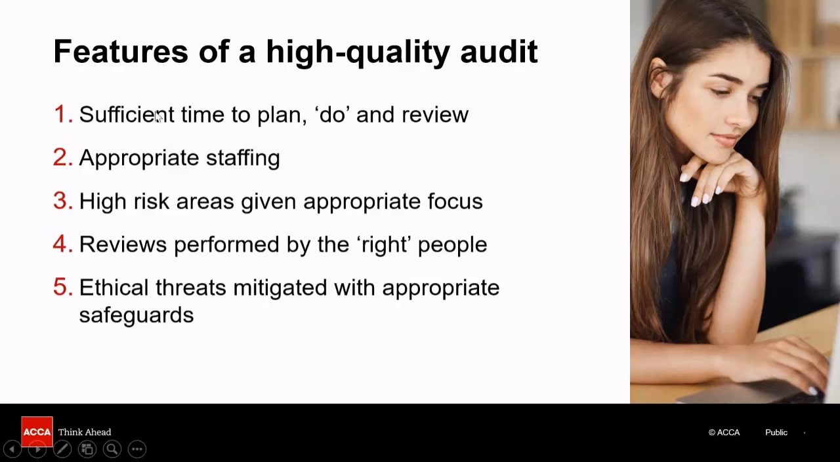You can see, just looking at this list, how varied the issues are that they can write into a quality management question, and therefore why it is something that the examiner absolutely loves to test.